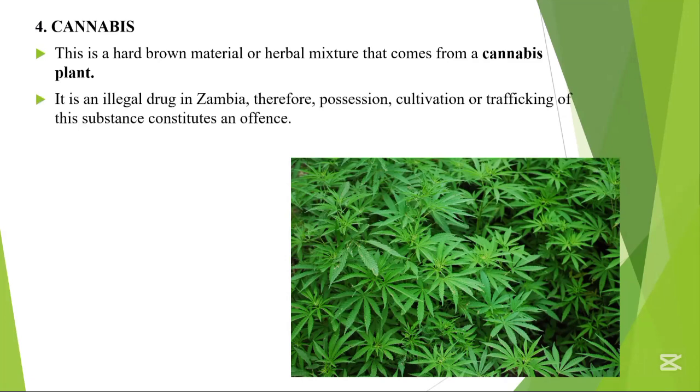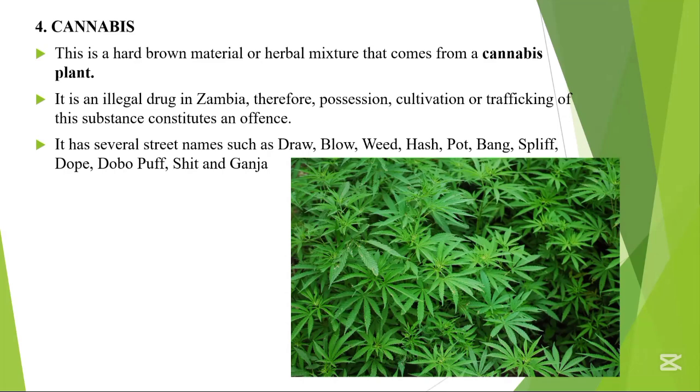This is an illegal drug in most of the countries around the world, and in Zambia it is illegal as well. Therefore, possession, cultivation or trafficking of this substance constitutes an offense. It has several street names such as draw, blow, weed, hash, pot, ban, spliff, dope, double puff, ganja. So people call it different names.